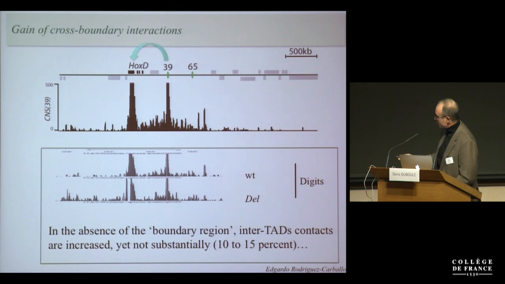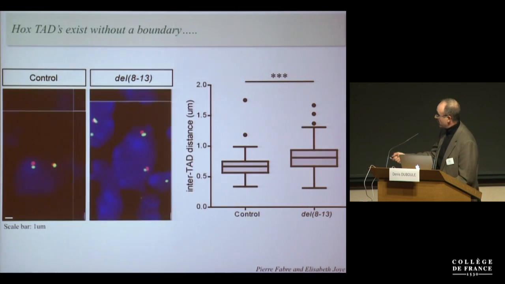However, interestingly, you see that the gain, when we delete the boundary region, is minimal. It's only 10 to 15% if you try to quantify these gains. It's very little, actually. And if you look at FISH, you see that the domains are perfectly distinct. They don't mix more than in the wild type. If anything, from center to center, they seem to be slightly more distant from one another, in the range of 700 to 800 nanometers. So it seems that the HOX cluster, this piece we removed, is maybe even used to make the structure a little bit more compact.